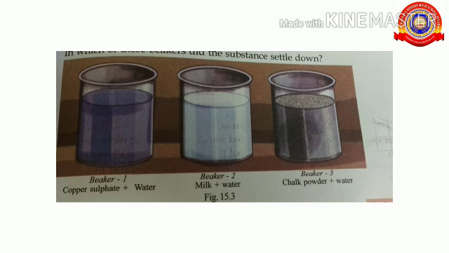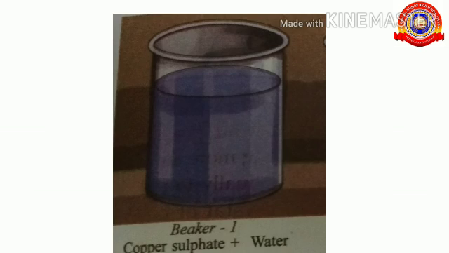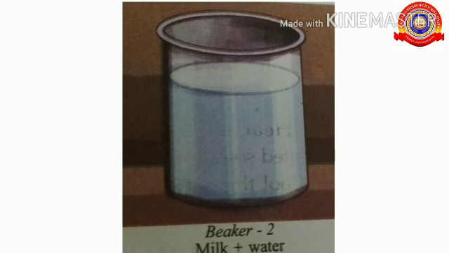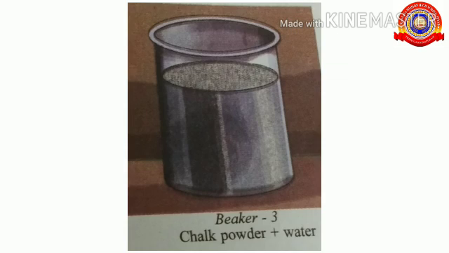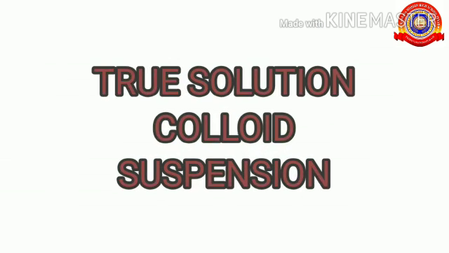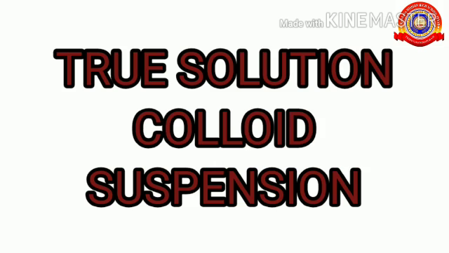On page number 217 of your textbook, there is a picture given: copper sulfate crystals in the first, milk in the second and chalk powder in the third beaker. Stir them well and keep the beakers undisturbed for some time. You can notice the substance settles down in the beaker which contains chalk powder and water. The first beaker contains the true solution, the second contains a colloid and the third contains a suspension.